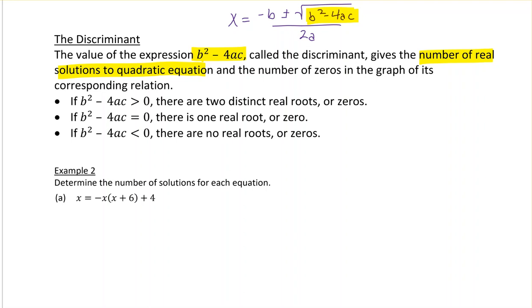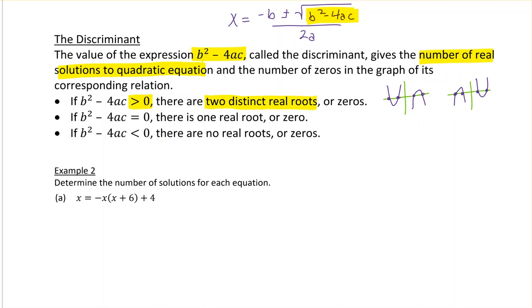So, if the discriminant is greater than 0, there are 2 real roots. Now I'm going to draw some rough sketches here. For this example, if I had 2 real roots, that means it's crossing the x-axis twice. So these could be examples, or it could be the other way. It doesn't really matter. You can see clearly that these rough sketches would have 2 solutions.